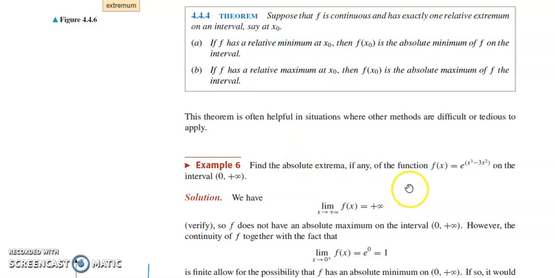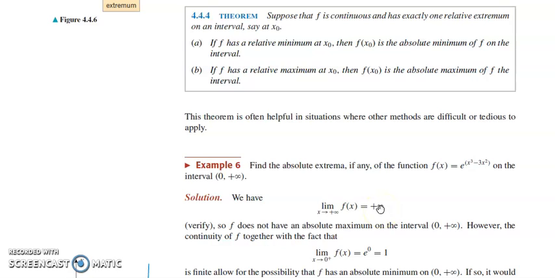Find the absolute extrema, if any, of the function f of x equals e raised to x cube minus 3x square on the interval 0 to infinity. Let us first find the limits of the function. Limit x tends to infinity, f of x: the highest degree term is x cube, so x cube minus 3x square goes to infinity as x tends to infinity. Again, e raised to infinity is infinity. So the limit as x tends to infinity of f of x is infinity. Since the function value is infinite, there is no absolute maximum.